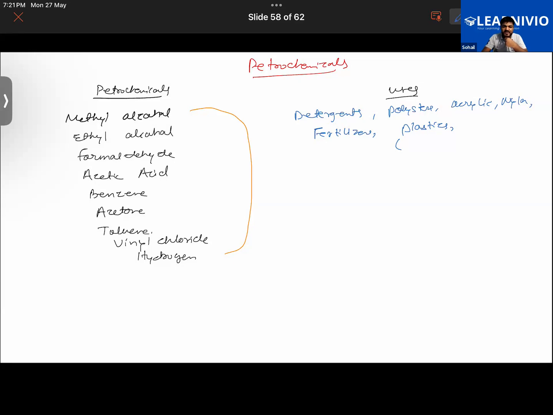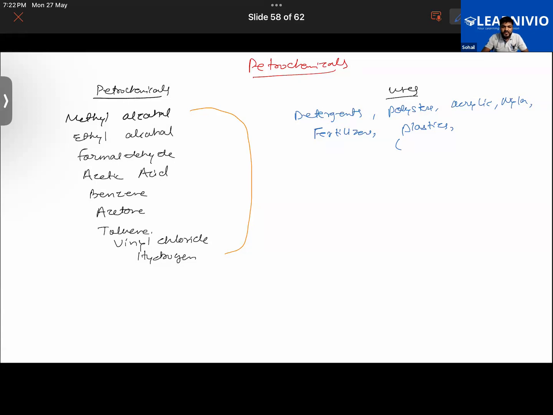There are two types of plastics. One kind of plastic will melt upon heating. One kind of plastic will not melt upon heating. They are called thermoplastics and thermosetting plastics. The one that can be melted is called thermoplastics. And the one that cannot be melted is called thermosets.